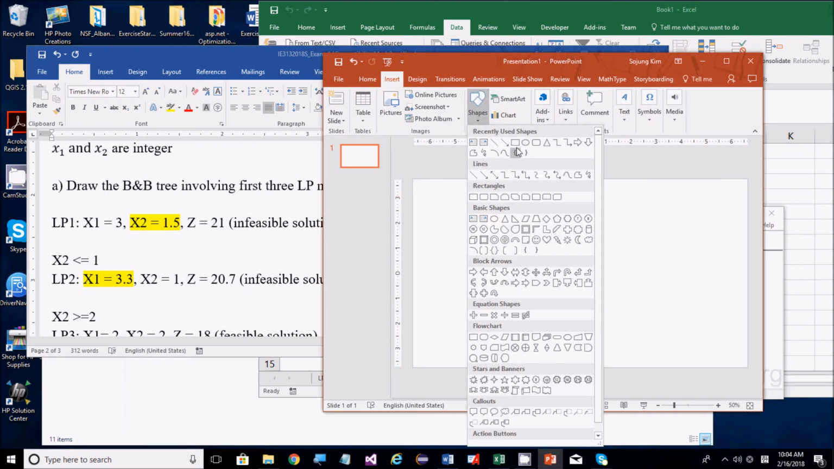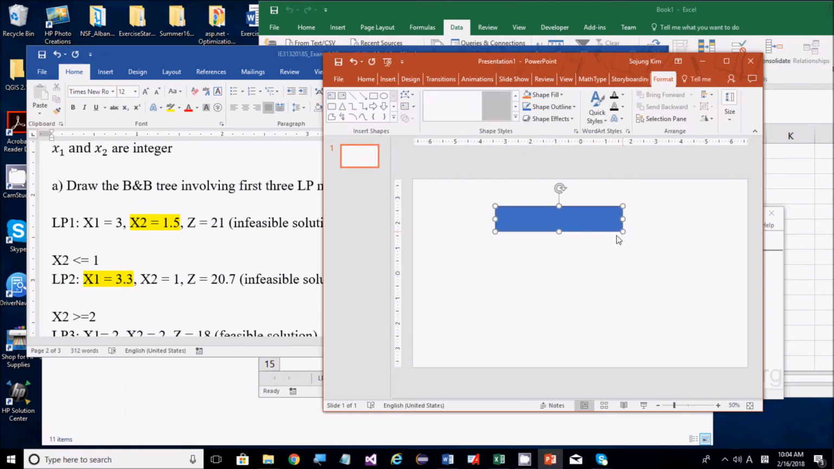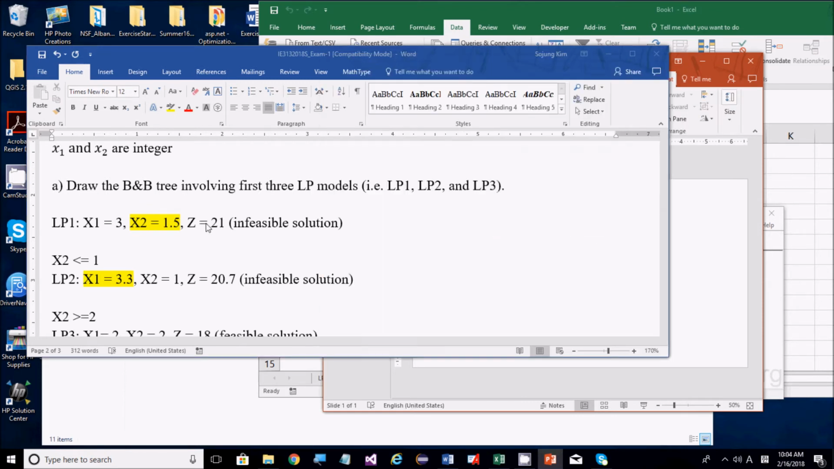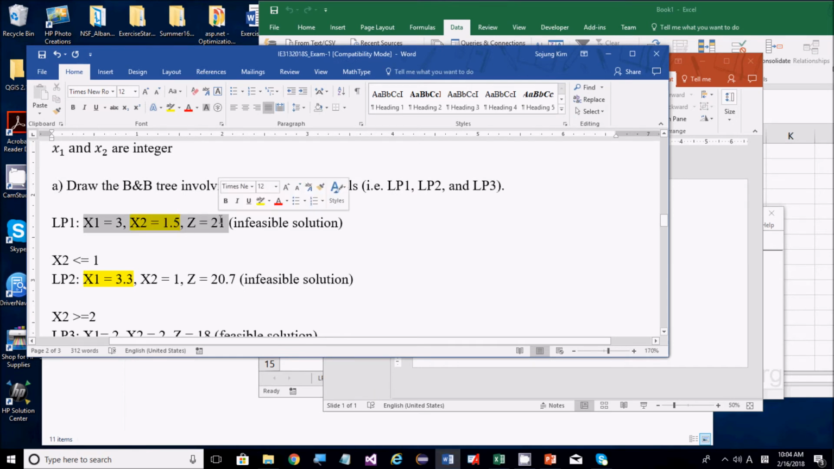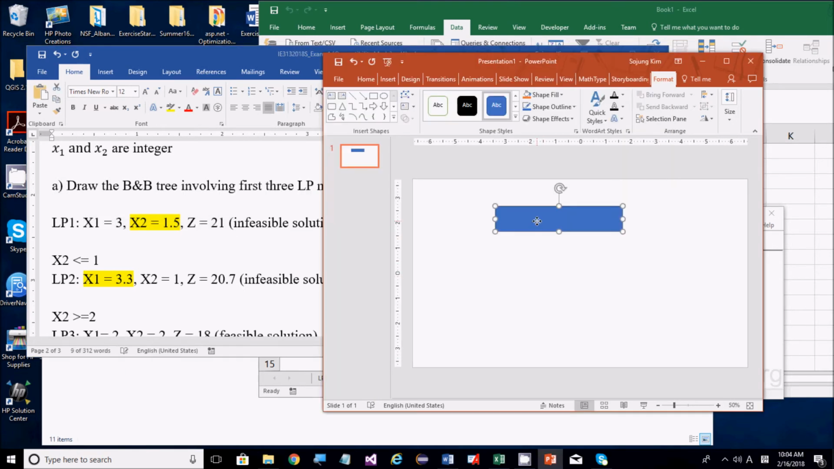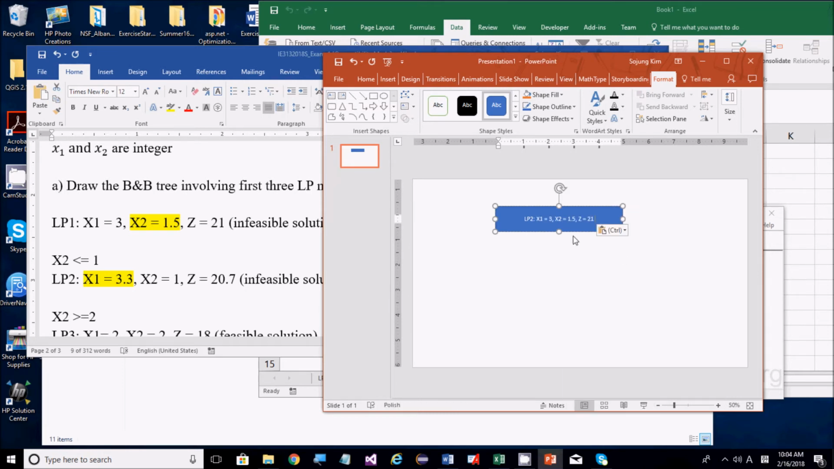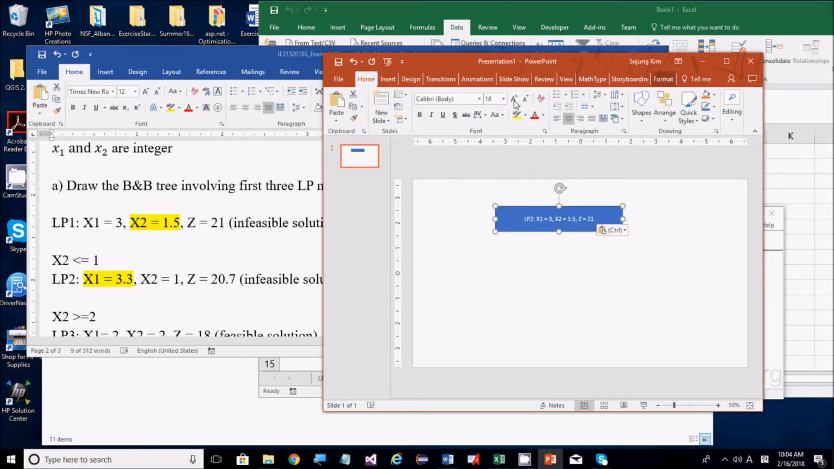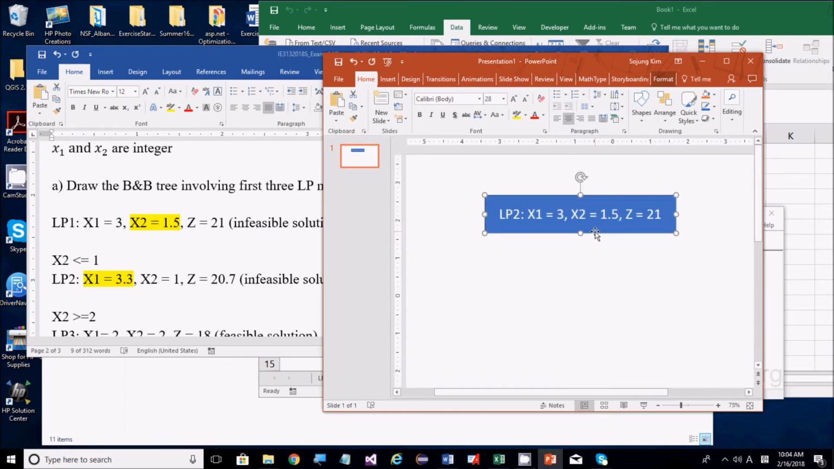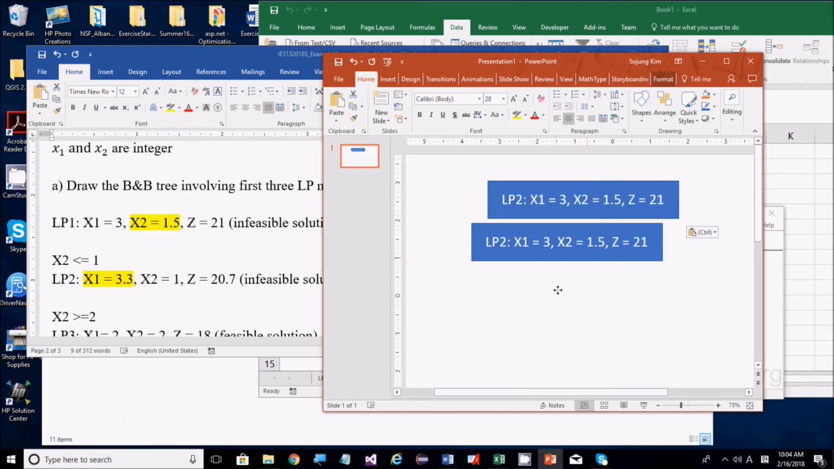Okay, let me just use PowerPoint. So here, this is the first LP, and if you press F2, you can type the text in the box. Okay, and these are too small, so I can just change the shape.